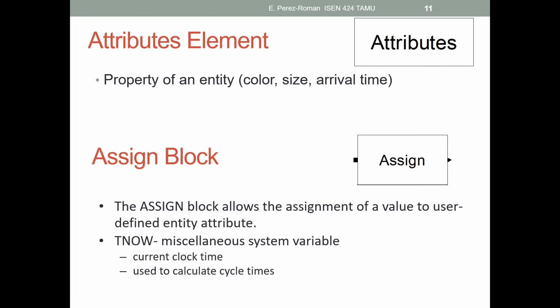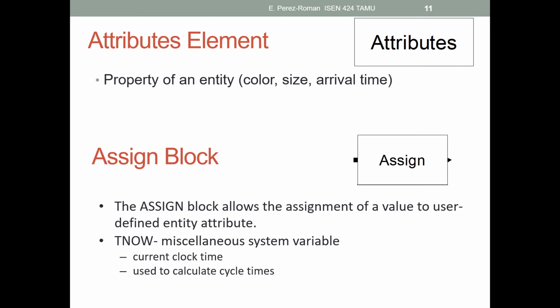So the assign block allows the assignment of a value to a user-defined entity attribute. One of those is, as I mentioned already, the arrival time. And to get the time from the simulation, there's a variable that is defined by the software called tnow, and that's the one that I'm highlighting here. This tnow is a miscellaneous system variable that provides you with the current clock time, and is used to calculate the cycle time of the entity.